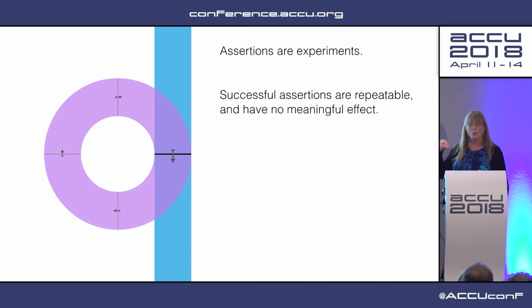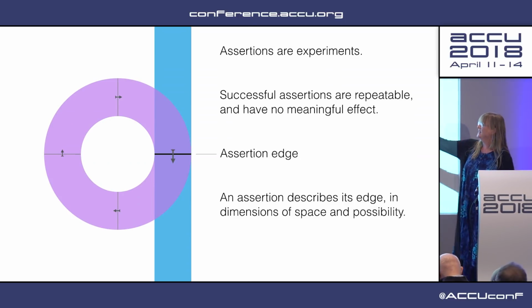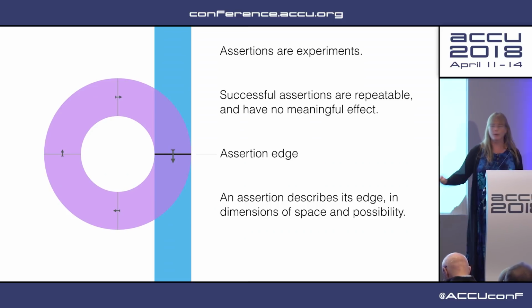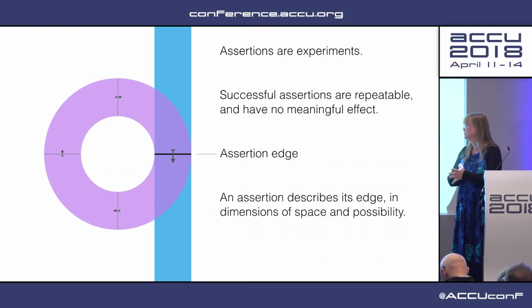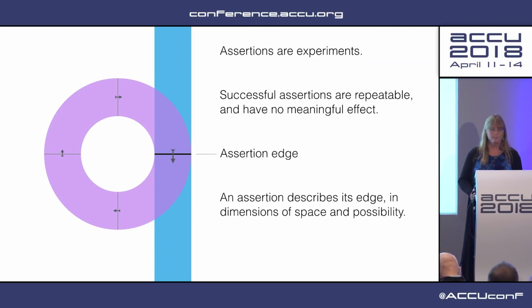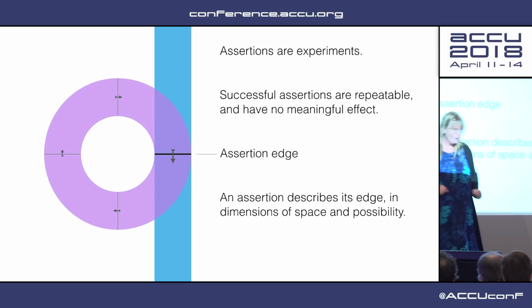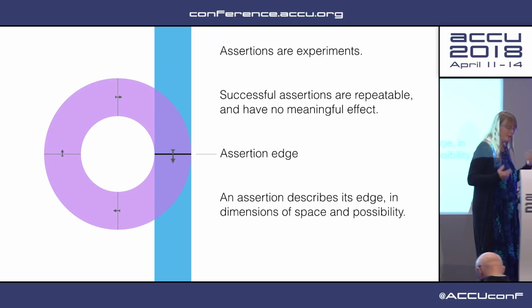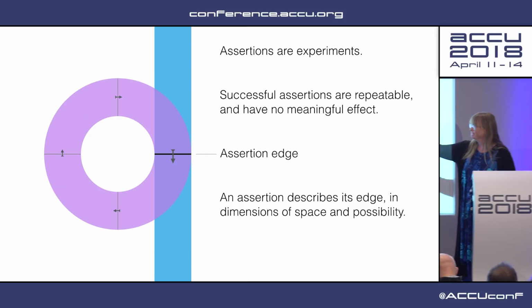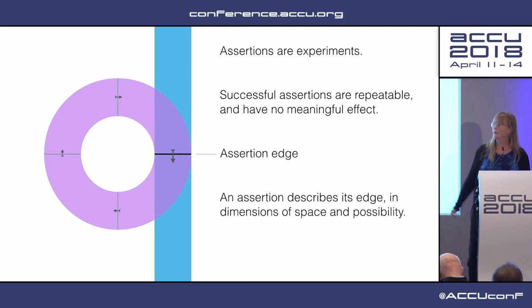So what does an assertion do if it just does nothing meaningful? Well, it tells us something. It describes this edge where it meets the rest of the program, where it begins and ends. And it describes its edge in dimensions of space and possibility. It's 5 feet high, the door, 5 feet high, the door, and 3 may walk abreast. And you can think of the assertion as the track that you run your army of dwarves around in order to test the shape of your doorway.